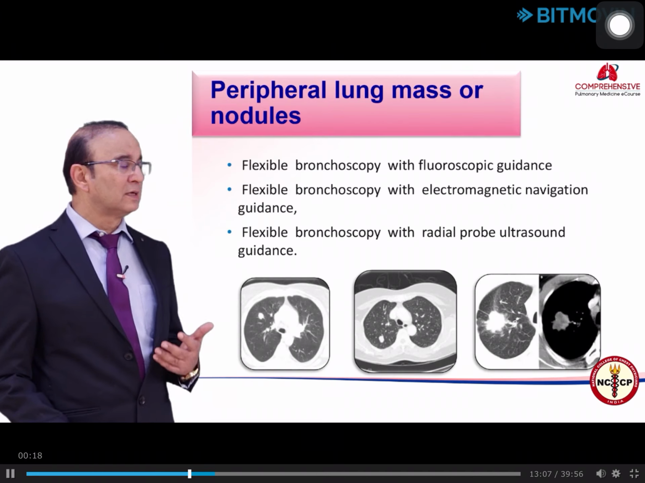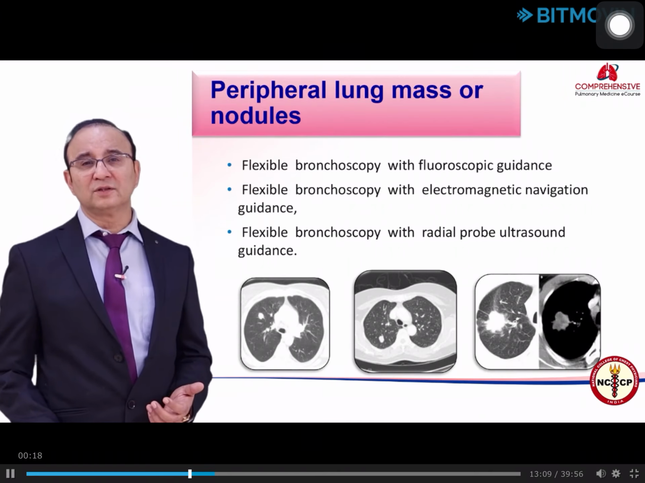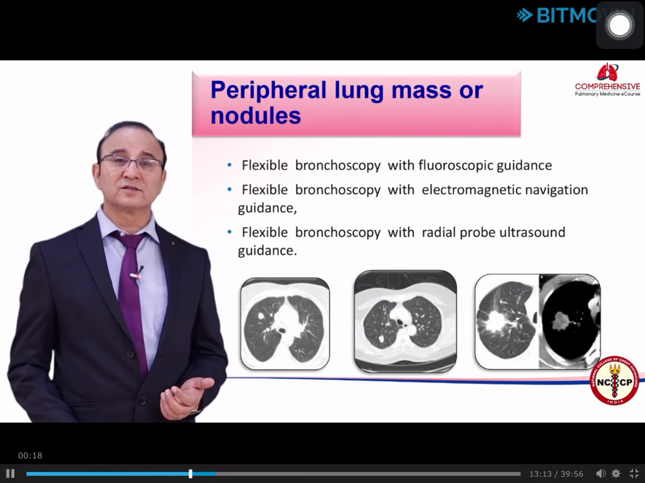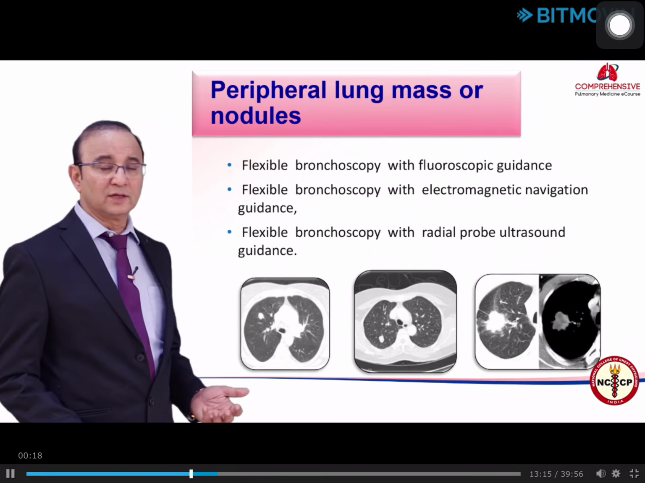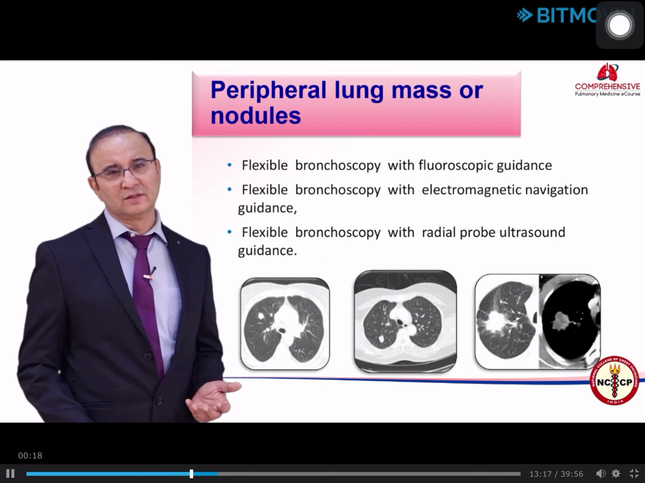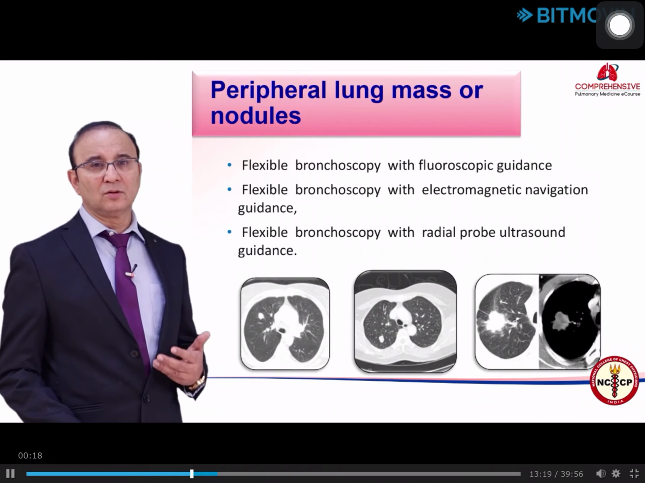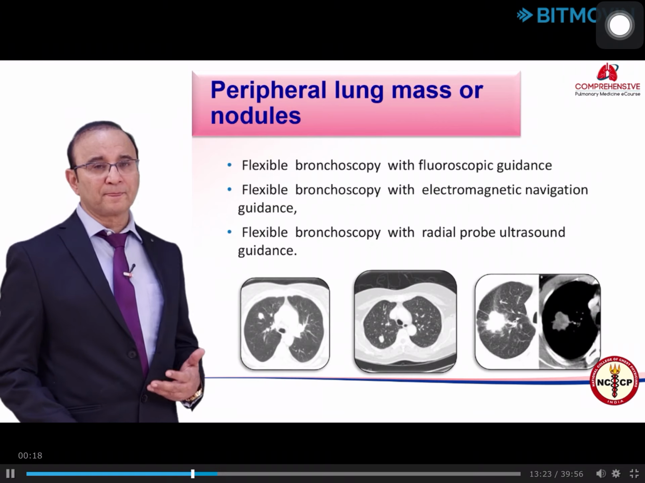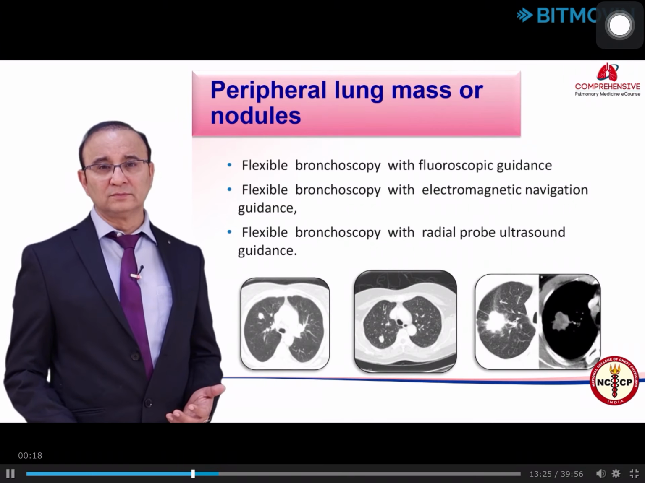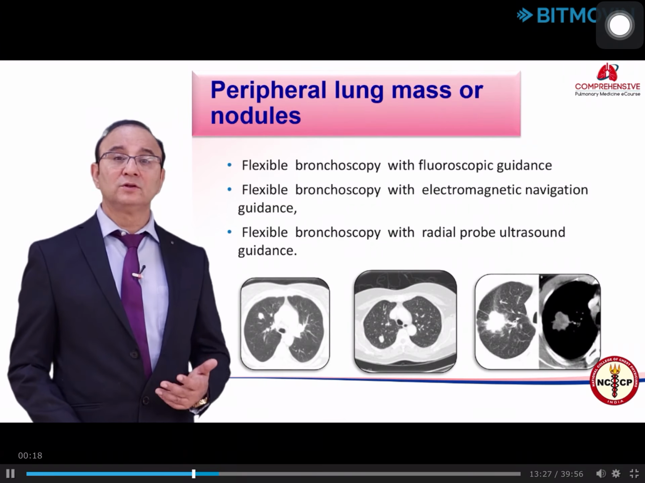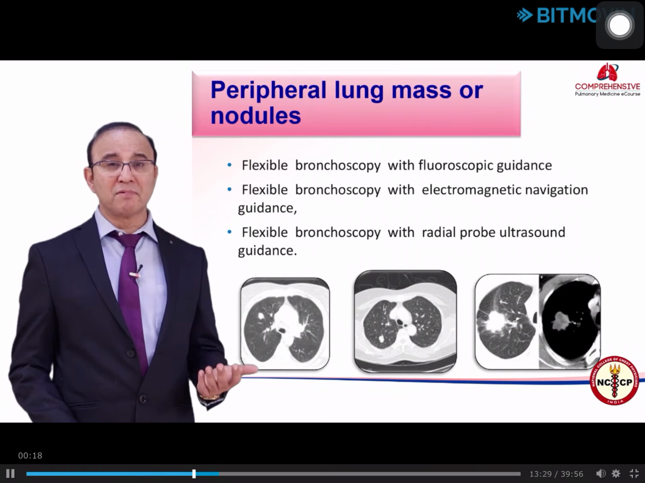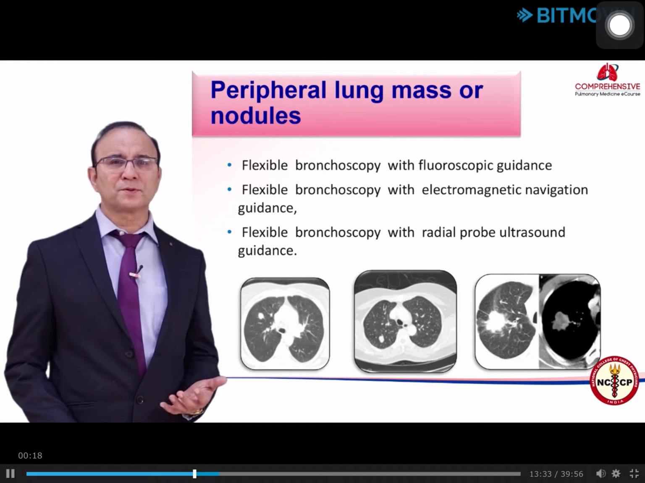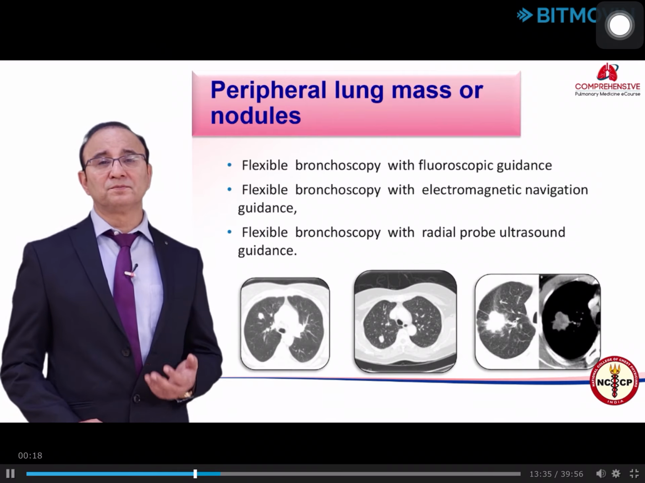But if you are not able to see the lesion with the ultra thin bronchoscope, you can use fluoroscopic guidance to guide you, or you can use an electromagnetic navigation guidance, or a virtual navigation guidance as I discussed, or you can use the radial probe ultrasound guidance through the ultra thin bronchoscope combined with the fluoroscopy to reach the target lesion. So there are various options now to reach the peripheral masses.